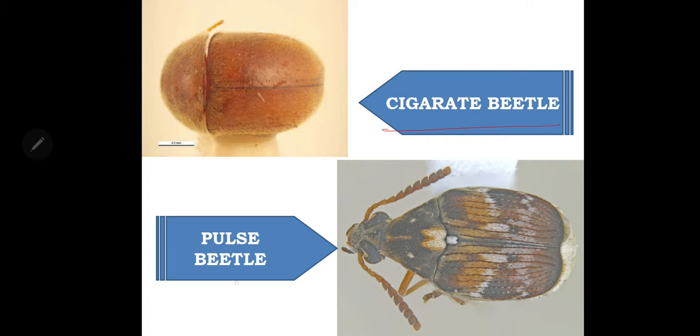So another important pest is the pulse beetle. Its scientific name is Callosobruchus chinensis. Family is Bruchidae, order Coleoptera. It is a worldwide occurring pest and it causes severe losses. The amount of losses recorded is more severe than other pulse pests. Let's see the nature of damage caused by this pest.